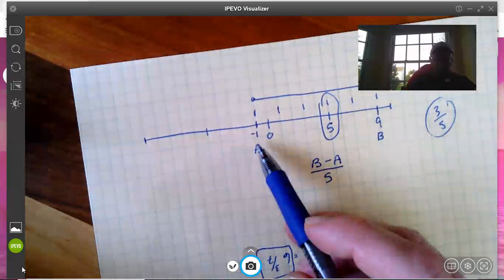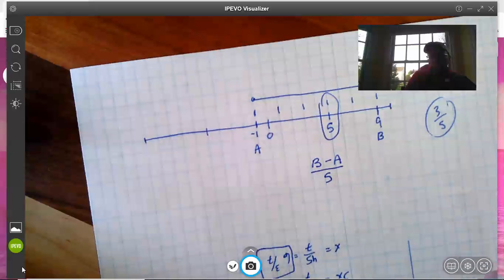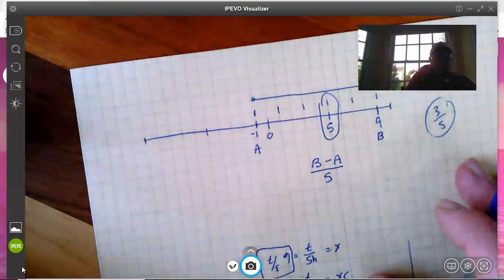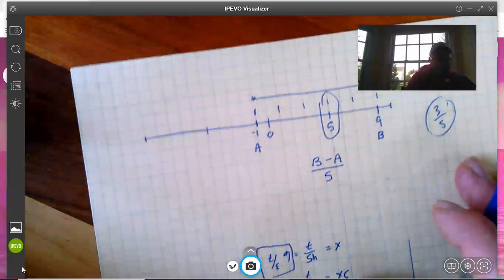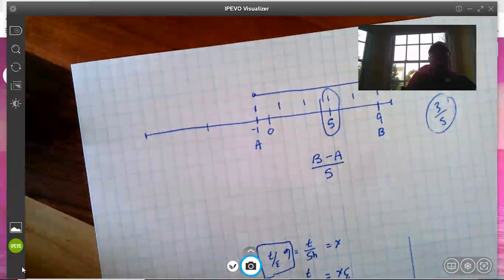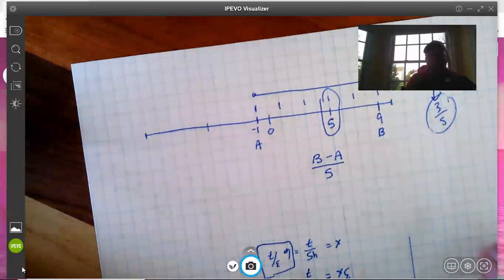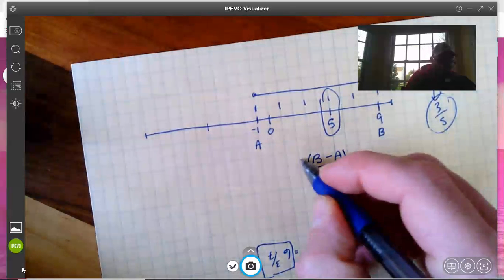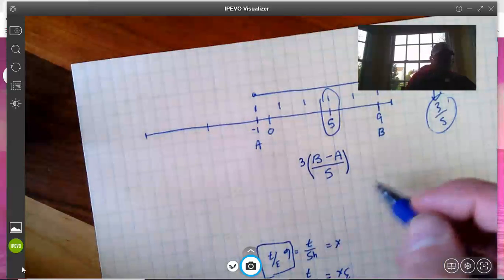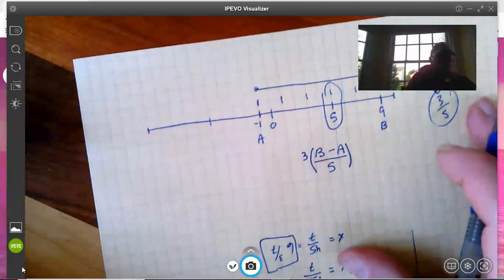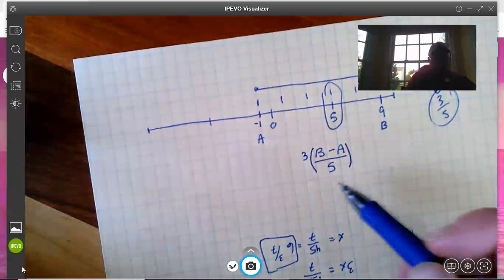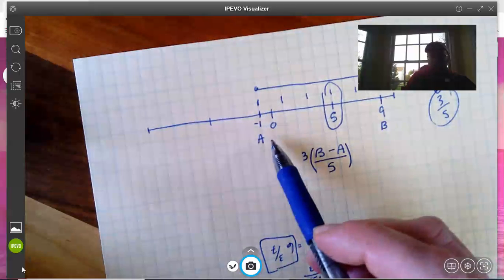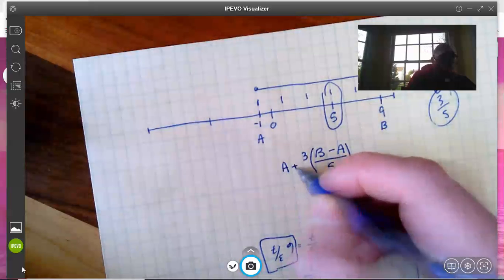So that's what we did. 9 minus -1 is 10, divided by 5 is 2. Steps of 2. So we're taking that distance and dividing it into 5 equal-sized pieces. And then we're going to multiply that. If I want 3/5 specifically, then I want to multiply all that by 3, because I have 3 of them. I have 3/5. And then, of course, the last thing we did is we counted over from A, so I'd have to start with A plus.